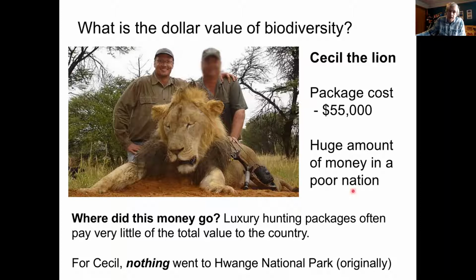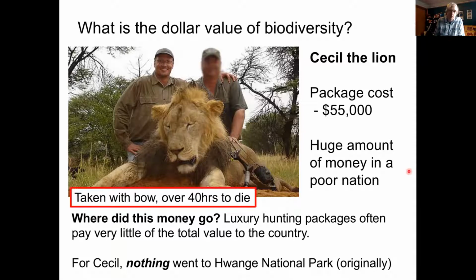And also, in addition to all of this financial jiggery-pokery that was going on, from the moral perspective, well, Cecil was taken with a bow and took over 40 hours to die. He literally bled to death over the course of 40 hours, which is just unreal, the fact that that sort of thing is allowed to take place. So it was really kind of distasteful. So it's very easy to see why people can be very upset with trophy hunting in Africa.